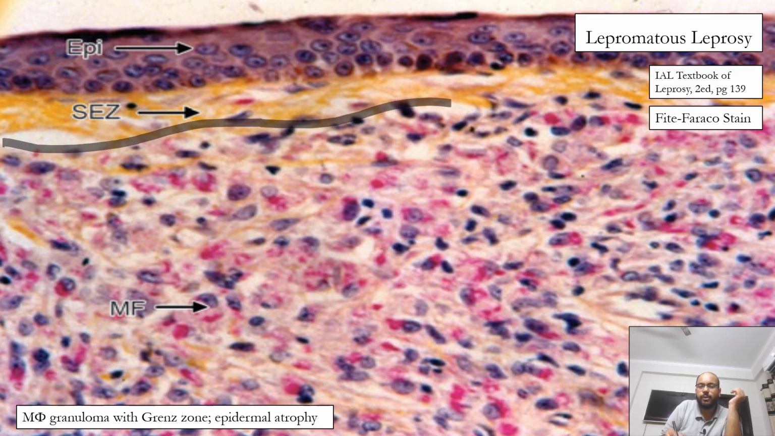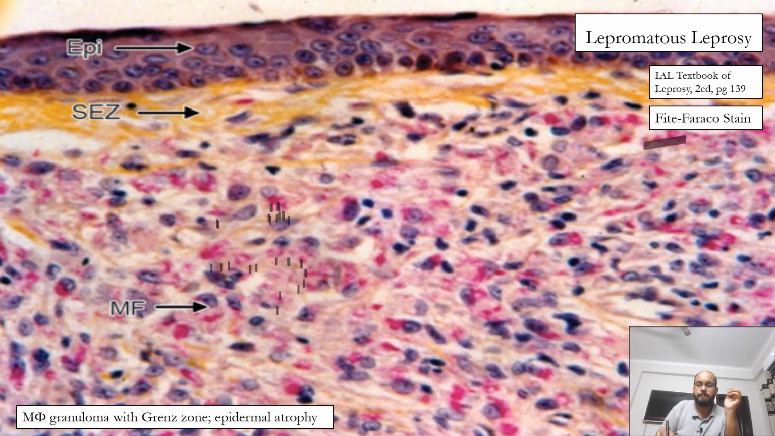Below this line is the granuloma. You can see that the granuloma is paler, the blue cells are less in number, the pale pink cells are more in number, and the red dots that you see are nothing but AFB. These are the lepra bacilli inside those macrophages. The stain used is Fite-Faraco, which differentially stains the bacilli red, and you can easily see that macrophages have a lot of bacilli. Clear? So you have macrophage granuloma with Grenz zone and epidermal atrophy here. I'll remove the marking so that you can have a better look. Let's move forward.